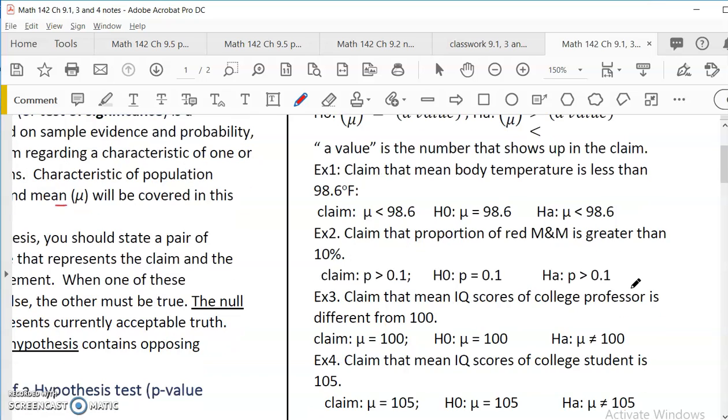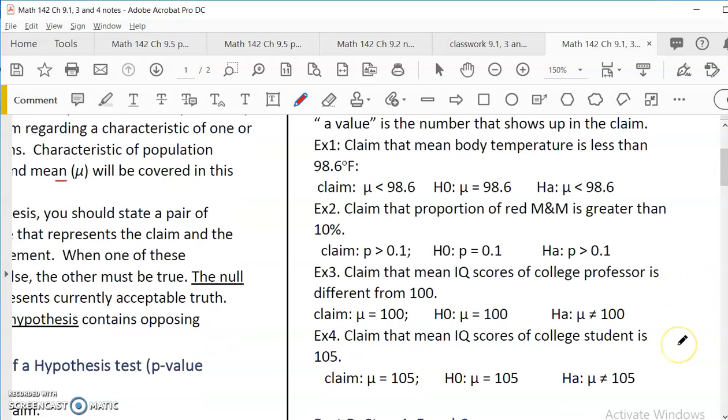So let's do some examples to figure this out. It's a little confusing. Let's say we claim that the body temperature is less than 98.6. Maybe everyone says that it is 98.6, but you want to claim that it is less than. So you write down your claim, right? It's just less than. And then you would write down H0 is equal, and your claim would become the alternative, which is less than, right? So this is an easy one.